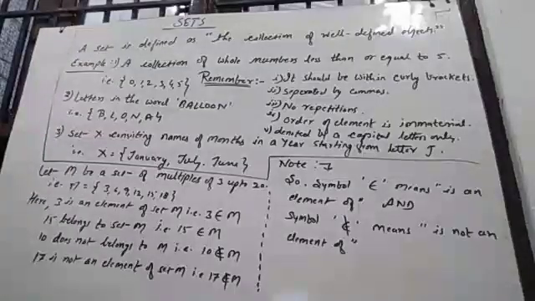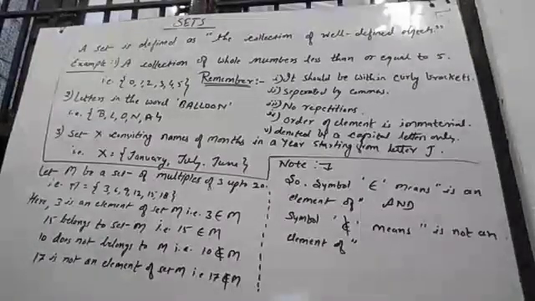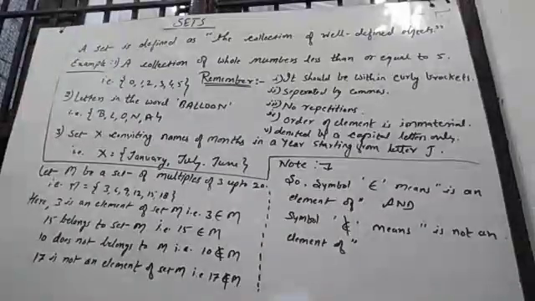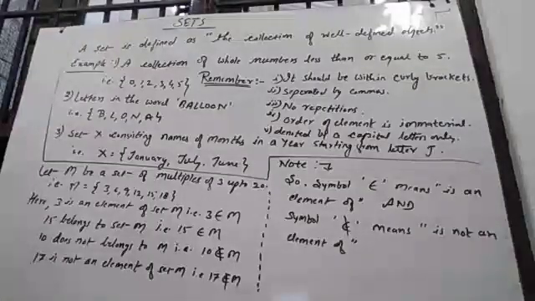In this class, we study sets. What are sets? A set is a collection of well-defined objects. It is a simple definition provided by many mathematicians and described in many ways. Now, here, what it says is that it is a collection. That means a collection is a group of some items.